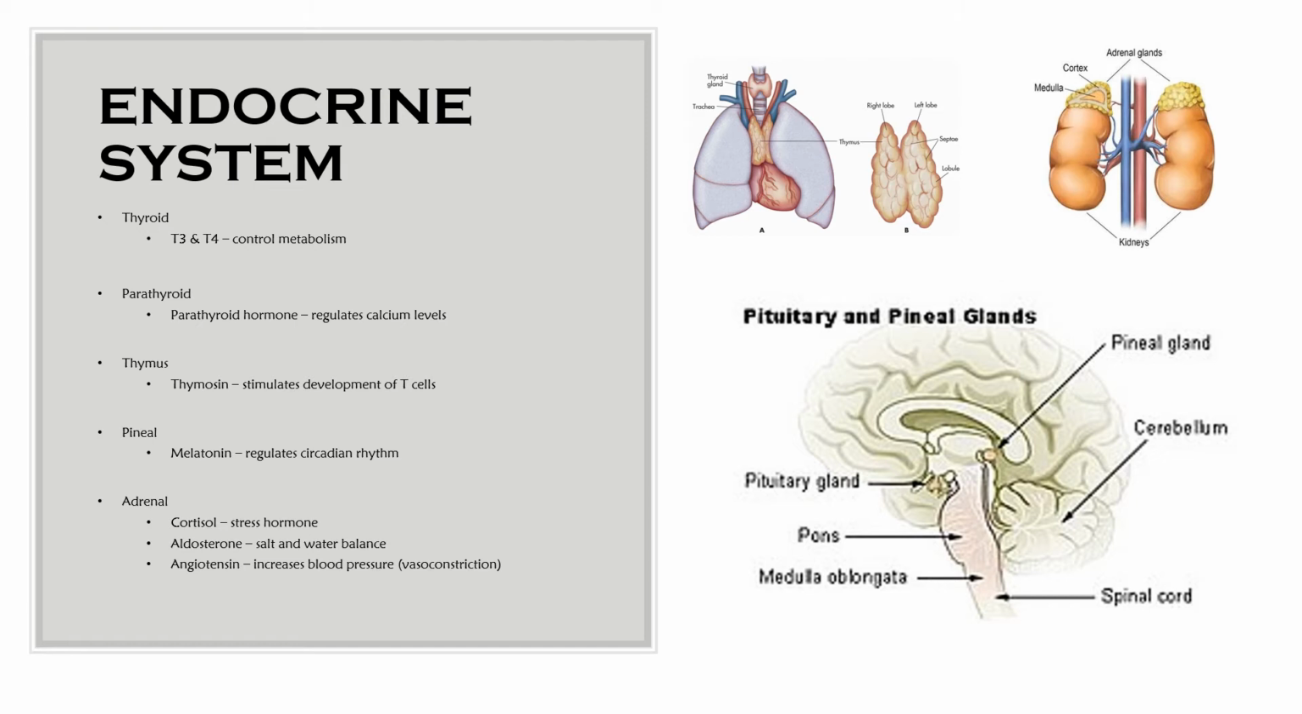This is where cortisol, or stress hormone, is released. There's also the release of aldosterone from the adrenal gland, and aldosterone is involved in salt and water balance. And there's also the release of angiotensin, which is involved in vasoconstriction, or the increase of blood pressure.